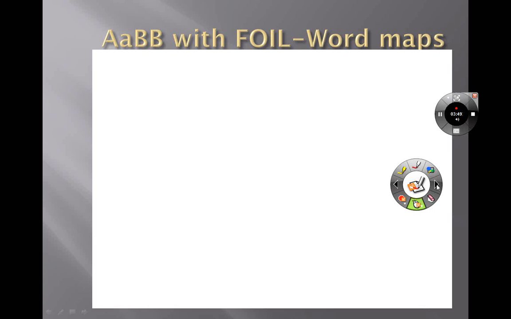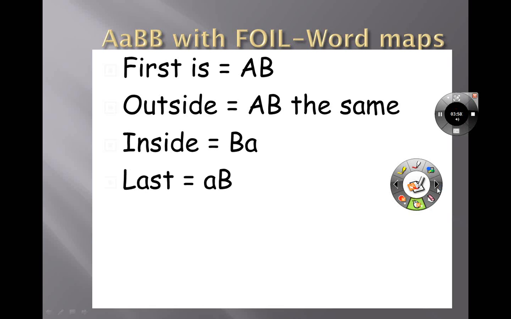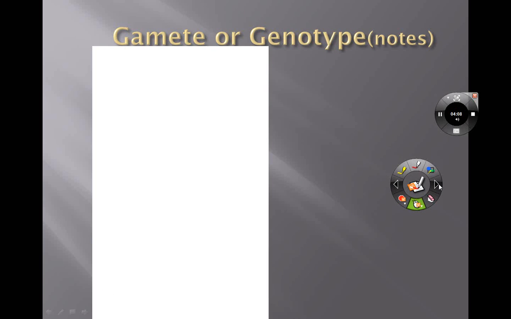Okay, so you can put this in your word map first. Using the genotype of big A, little a, big B, little b, you've got the first, outer, inner, last. So the actual possibilities are big A, big B, little a, big B.